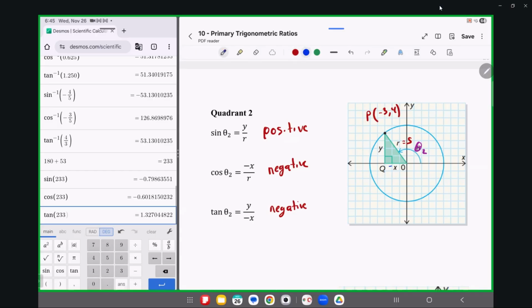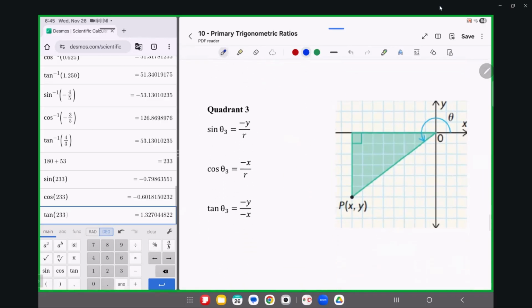So it seems like in the second quadrant here, just sine is positive. The other two ratios are negative.